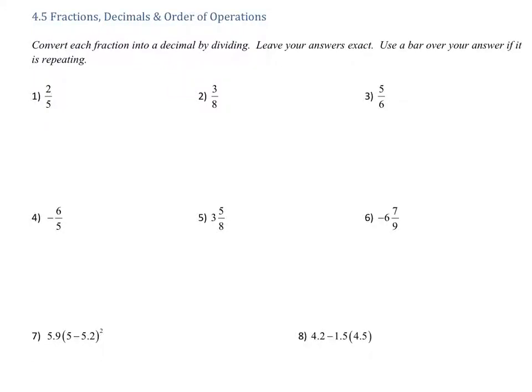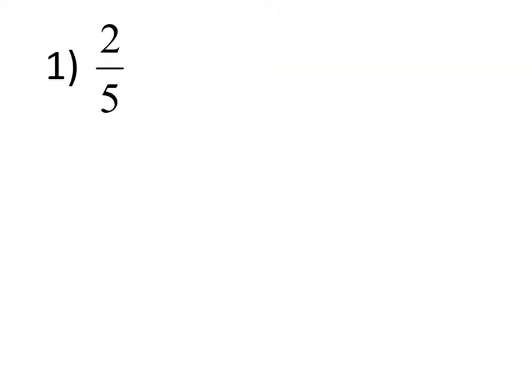All right, let's look at 4.5 fractions, decimals, and order of operations stuff. Let's look first at how to change a fraction to a decimal. The way that we're going to do this is just with division, because each fraction line is simply division, which means I have 2 divided by 5.